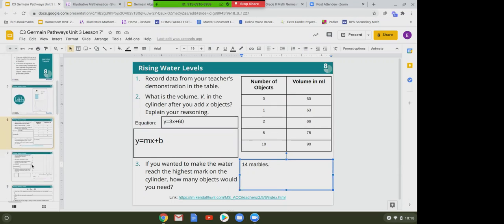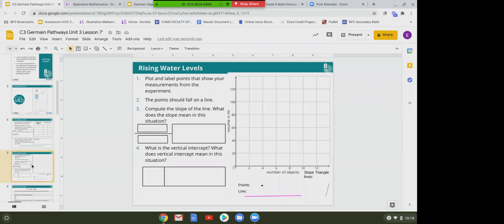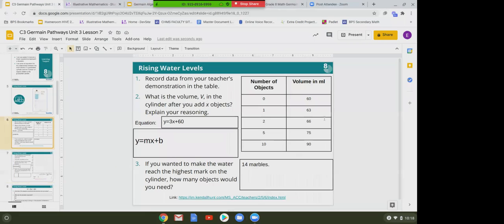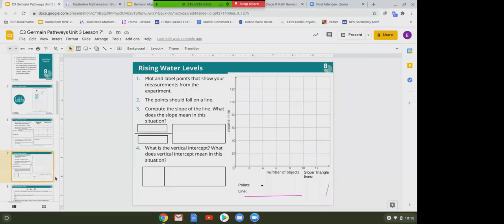Let's take a look at this graph piece here, okay? So raising water levels, slide number 7. It says plot and label points that show your measurements from the experiment. So we need to use these points down here to plot some of these data points that we found here. So if I want to plot this first row here, 0 and 60, I'm going to go over to what number?